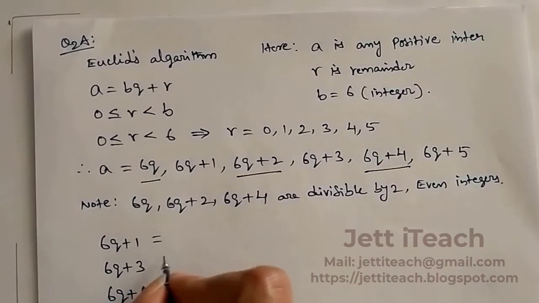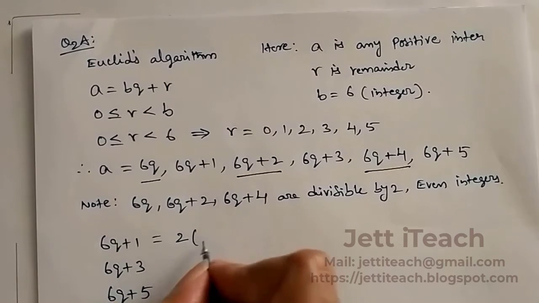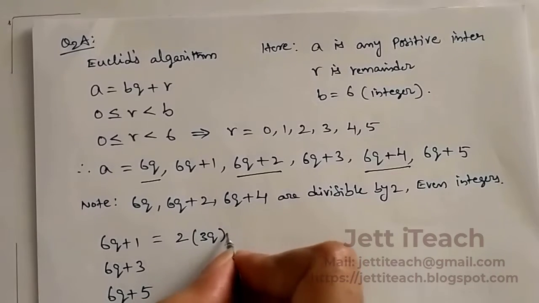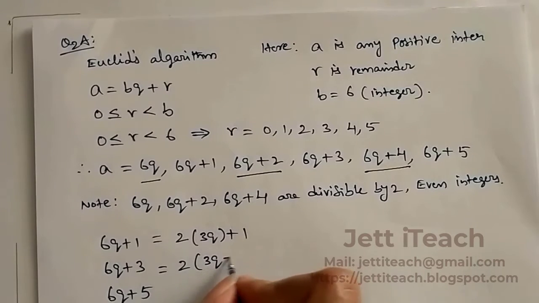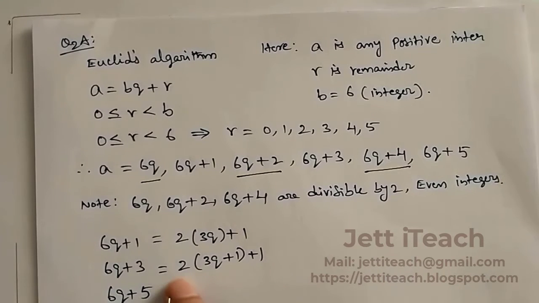So I'm taking 2 as a common factor: 2(3q) plus 1. Here 2 as a common factor, 2(3q plus 1) plus 1. Why have I taken this? If you expand it, 2 3s are 6, 6q, 2 1s are 2, plus 1, 3. Similarly this one, 2(3q plus 2) plus 1. Okay, 2 3s are 6, 6q, plus 2 2s are 4, plus 1, 5.